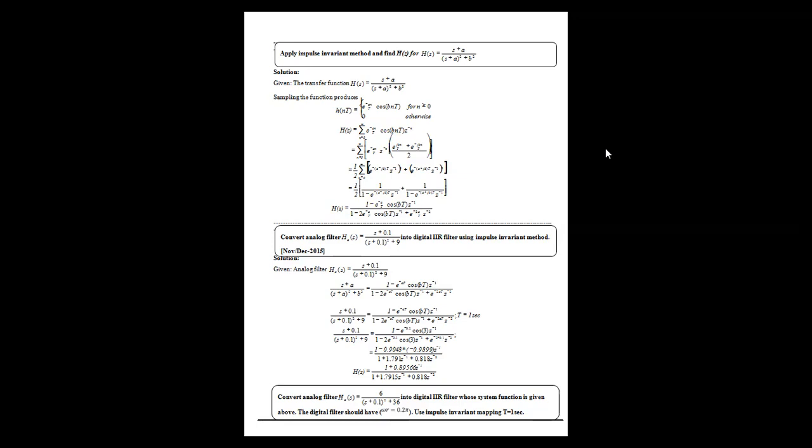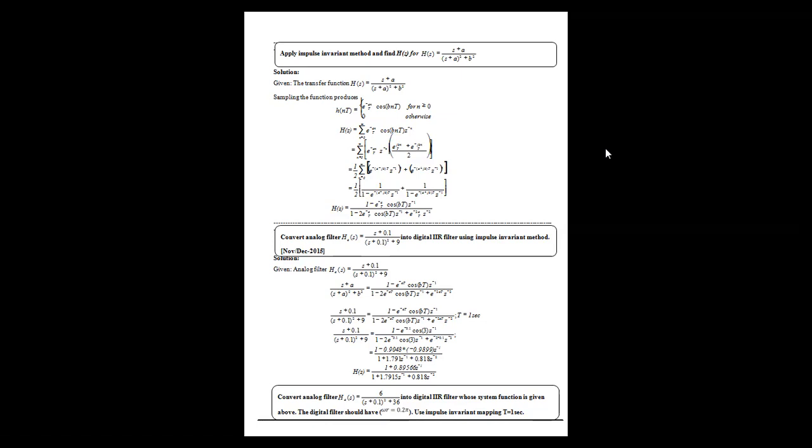Then by simplifying, we get the expression H(z) equal to (1 minus e power minus a t cos b t z power minus 1) divided by (1 minus 2 e power minus a t cos b t z power minus 1 plus e power minus 2 a t z power minus 2). So this is the way to do the problem for the given expression.